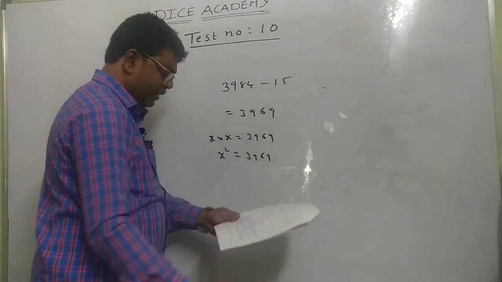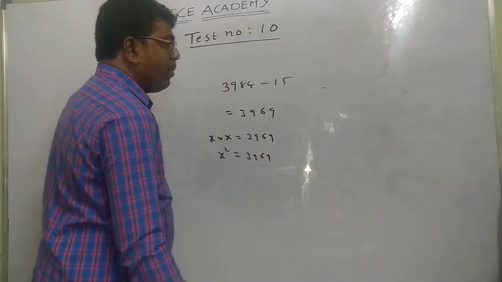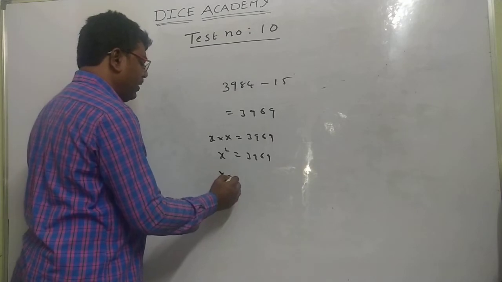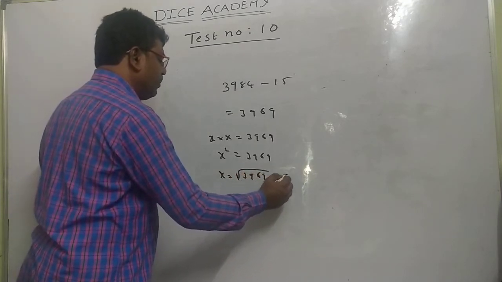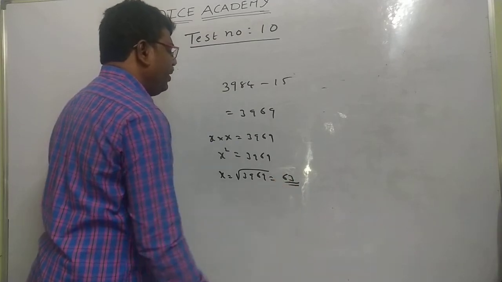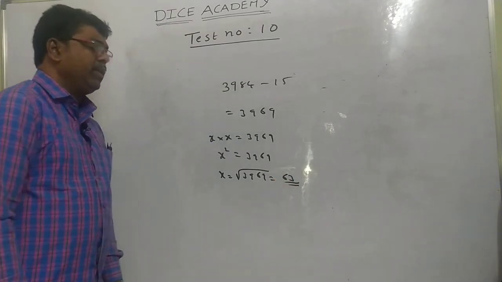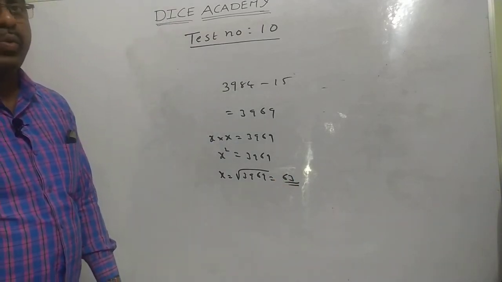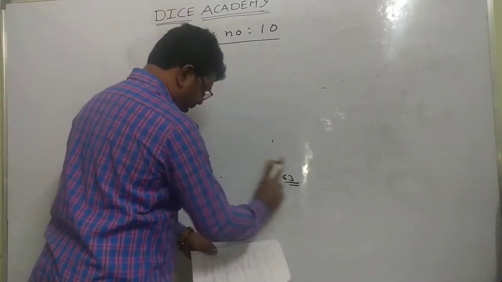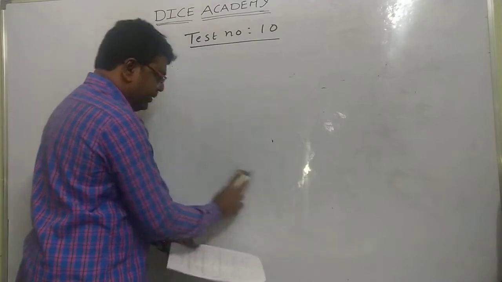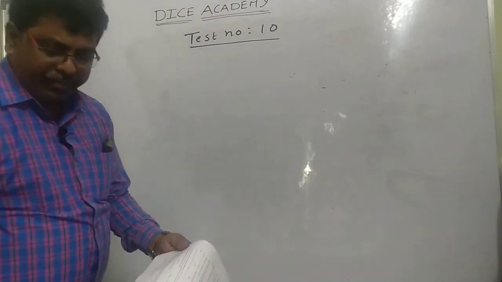Our question is number of rows, that means x. You have to find x, that is the square root of 3969. The square root is 63, which is the required answer. So the 63 squared value is 3969. Now go for the next problem, the sixth is over. Go for the seventh problem.